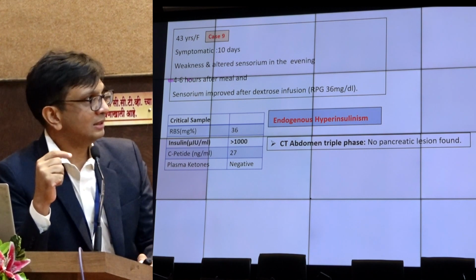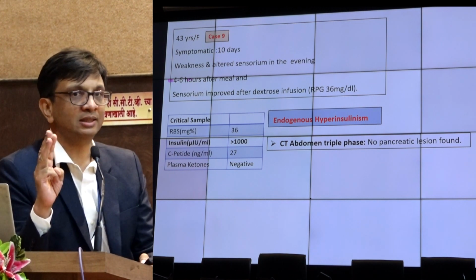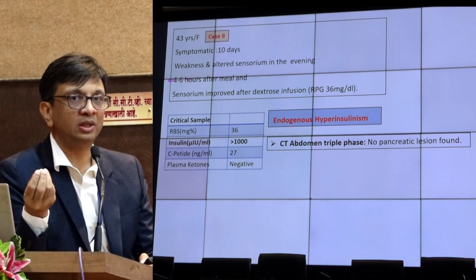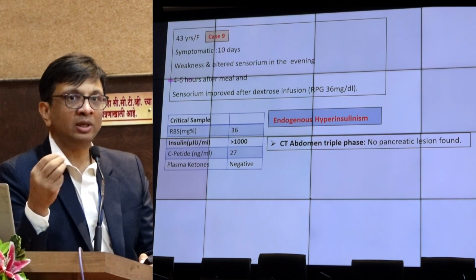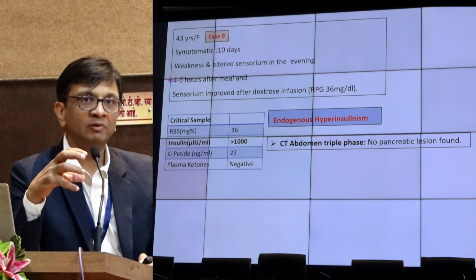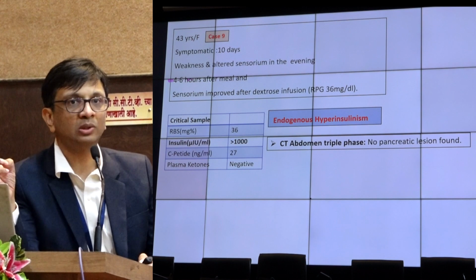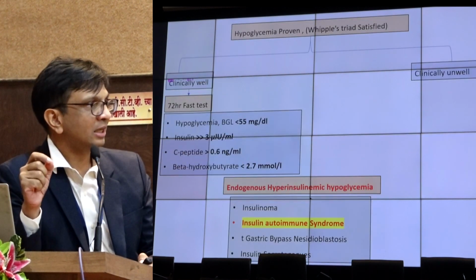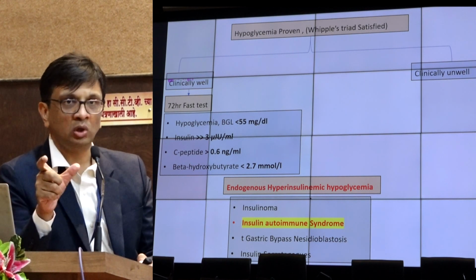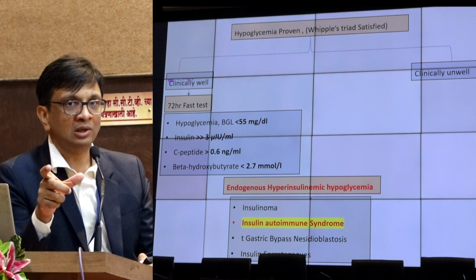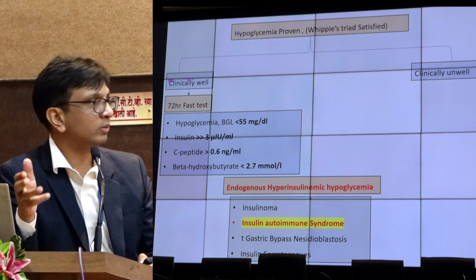But if you look at this case, the insulin levels are in 3 digits. So this is a usual case of insulin autoimmune syndrome, where antibodies to the insulin are formed, and they may have insulin which is released over a period of time and getting into hypoglycemia. So this is a classical case of insulin autoimmune syndrome, short duration of symptoms. It was 10 days of history, not a very long history. So it is an insulin autoimmune syndrome.